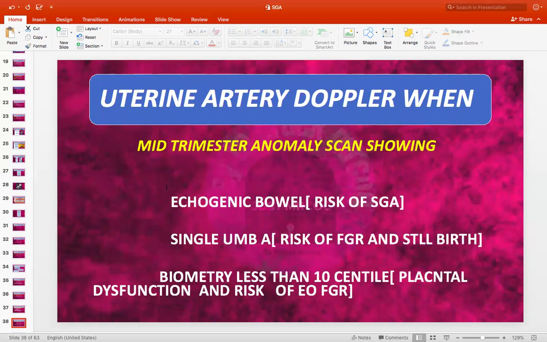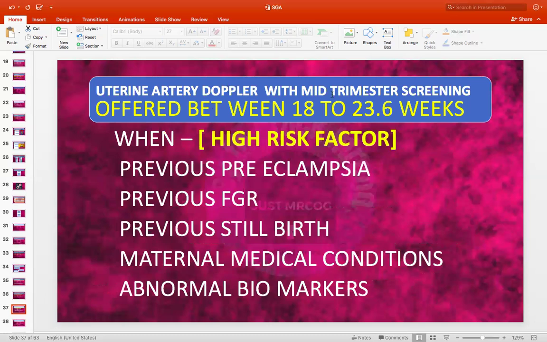But if the mid-trimester anomaly scan shows echogenic bowel, single umbilical artery, or biometry less than the 10th centile... We offer the mid-trimester anomaly scan to rule out any physical abnormality from head to toe, somewhere around 18 to 20 weeks. So if in that scan we find any echogenic bowel, single umbilical artery, or biometry less than the 10th centile, then we are going to offer her uterine artery Doppler immediately. So in high risk factor, you are going to offer both together, mid-trimester scan and the uterine artery.